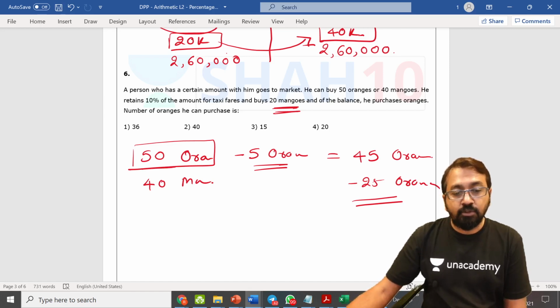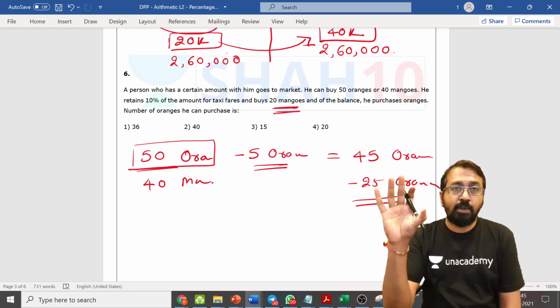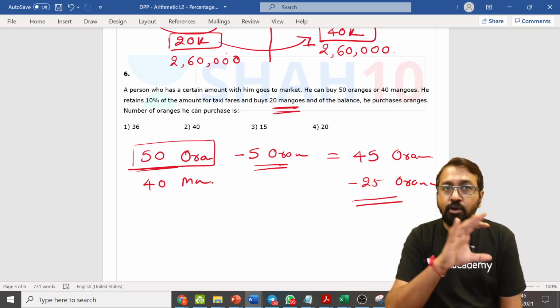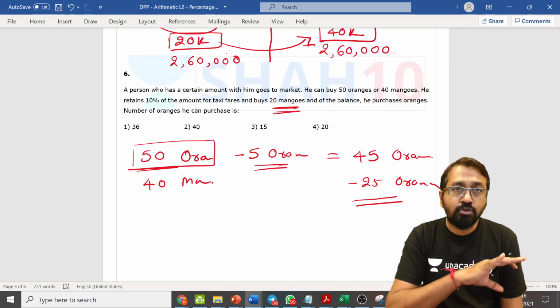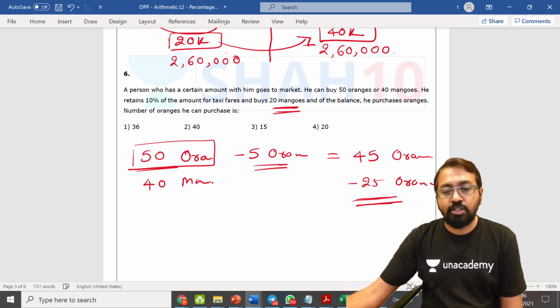So with the amount that he has, he can buy either 50 oranges or 40 mangoes. That means the amount that he has is equivalent to 50 oranges' cost or 40 mangoes' cost. So 20 mangoes' cost will be equal to 25 oranges' cost. So he spent 25 oranges' cost. So now he has an amount left which is equal to 25 oranges' cost.